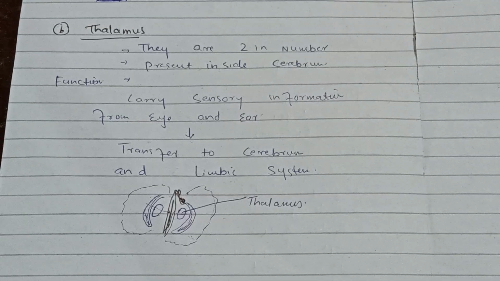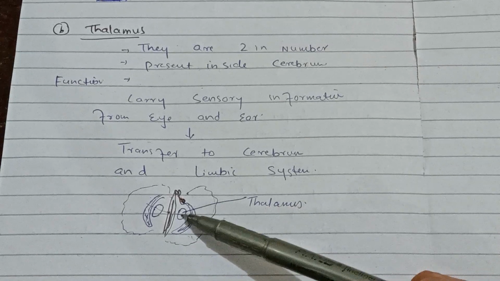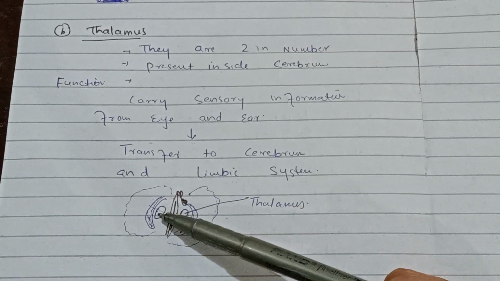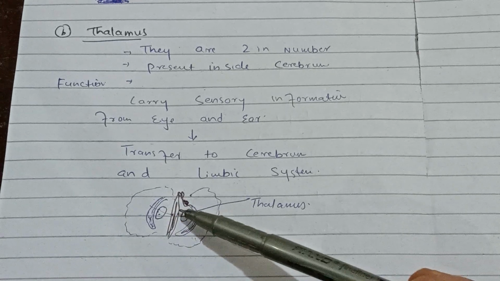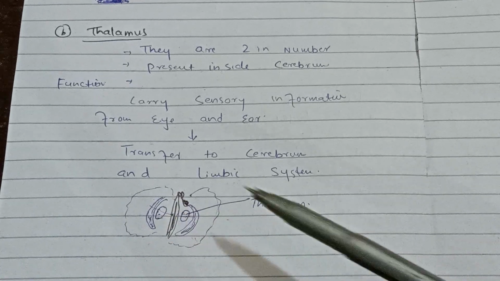The second part of our forebrain is the thalamus. The thalami are pear-shaped, and they are two in number. You will see this here in a simple diagram. This is one cerebral hemisphere. This is one thalamus, and this is another. I mean, this is the left and this is the right thalamus.